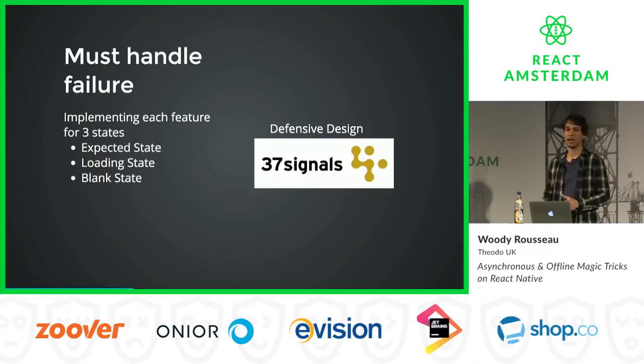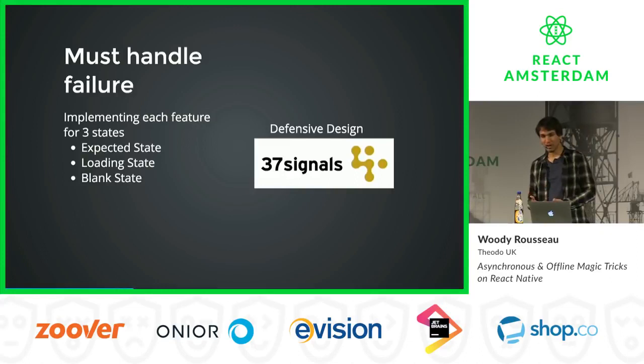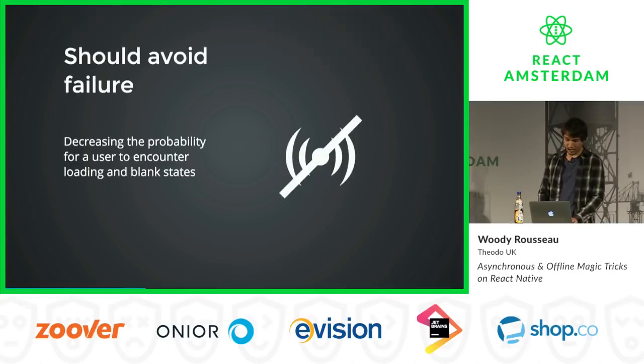And the blank state can be you have no data. It can be you have no network. It can be there's been a problem with the server. And you need to really think about the UX and the UI of all these states and how to handle the development of features. And then there's "should avoid failure," which is optional.